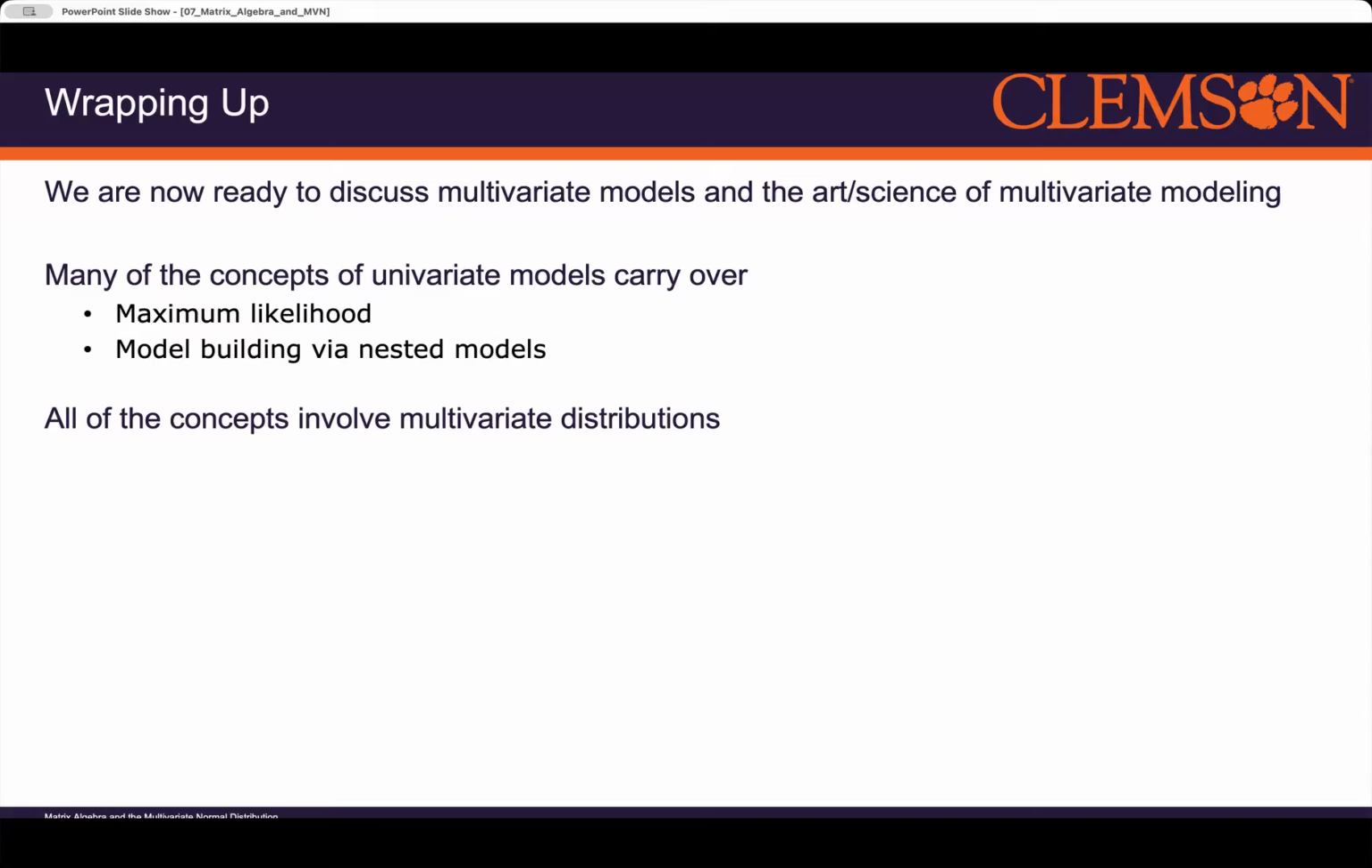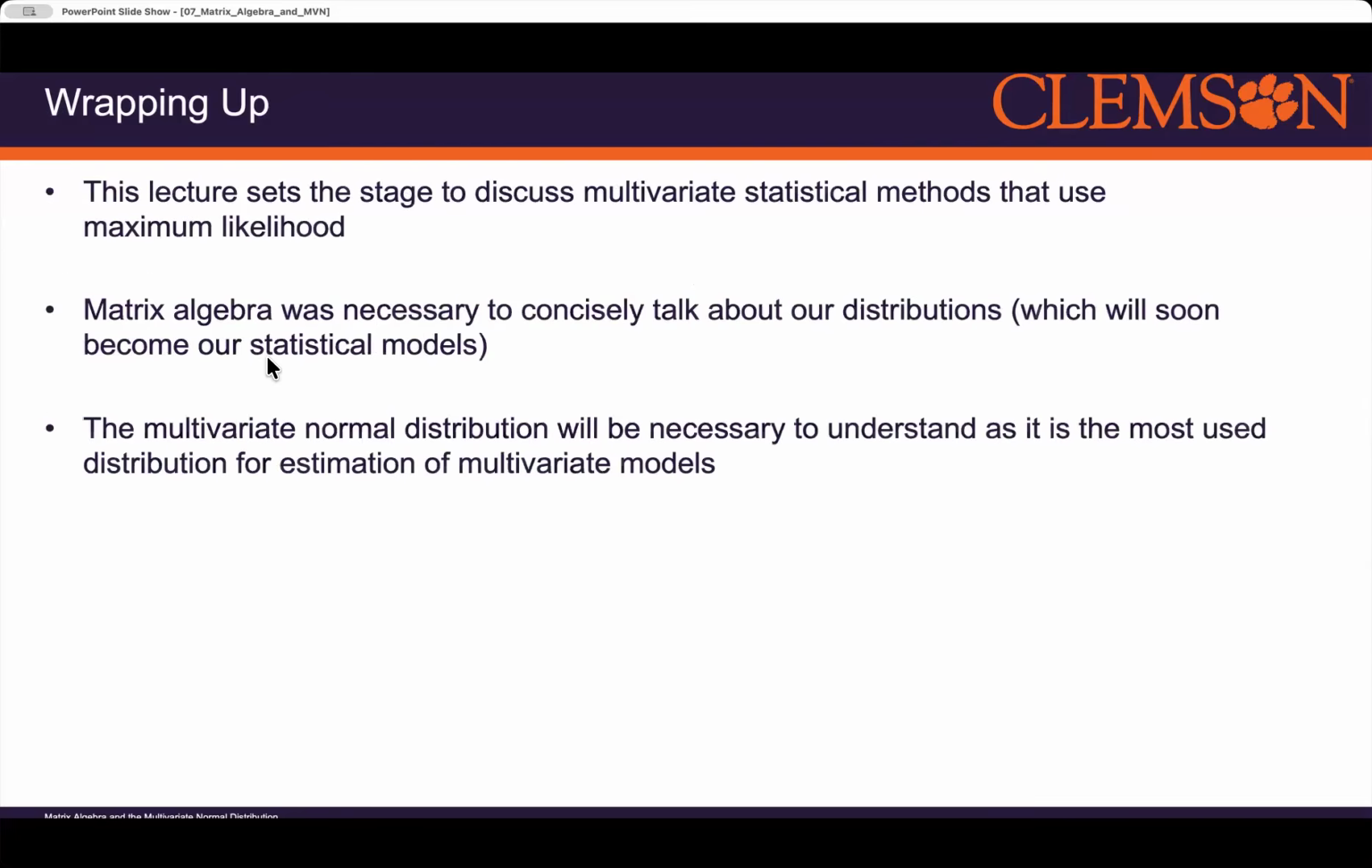Now, many of the concepts that we're going to see going forward from univariate models will carry forward, like maximum likelihood or model building via nested models, but all of the concepts do involve more multivariate distributions. So this lecture sets the stage to discuss multivariate statistical methods that use maximum likelihood. Matrix algebra was necessary to concisely talk about our distributions, which are soon going to become our statistical models. And the multivariate normal distribution is used in almost every place that we see going forward, and it's really important to understand for that matter.